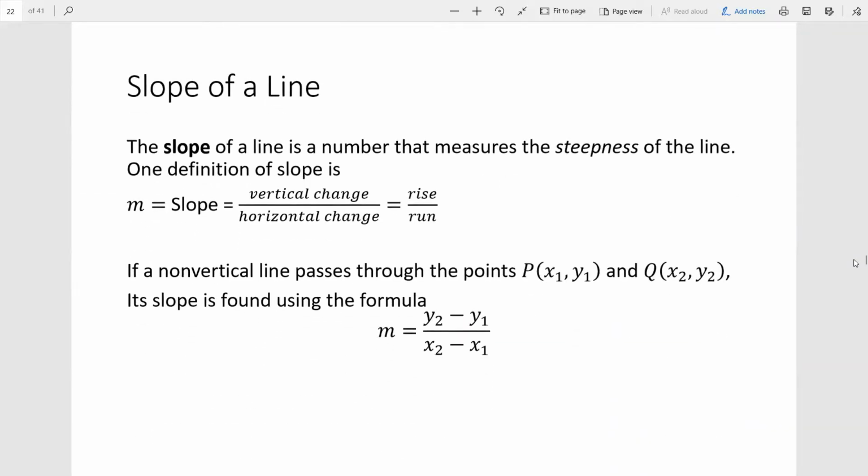Now, let's talk about the slope of a line. The slope of a line is a number that measures the steepness of the line. In the graph we saw a while ago, we saw the skier trying to get up the slope of a pretty high mountain with a pretty high slope. A definition of slope is generally the vertical change, which is called the rise, divided by the horizontal change, which is the run.